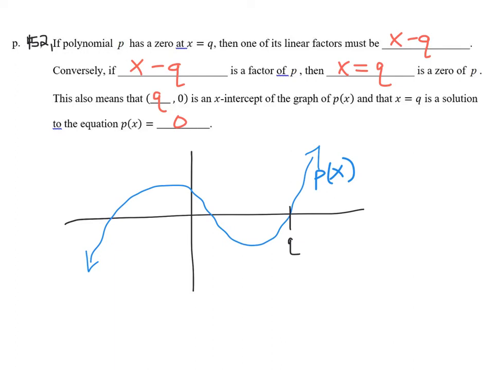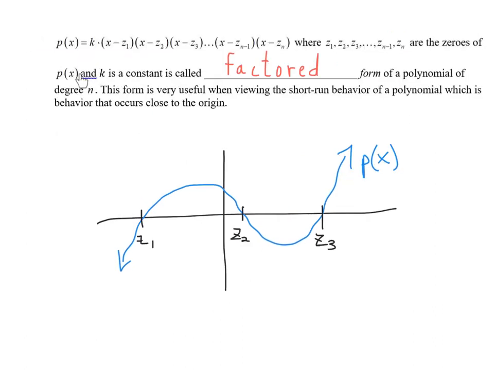Okay, so let's organize some of our ideas here. I think most of this is found on page 452, that if we have a 0 at x equal to q, then x minus q is a factor, a linear factor, and the converse is also true. All right, and of course this means that (q, 0) is an x-intercept, and if you set the polynomial p of x equal to 0, you will get x equal to q as a solution. Extending what we did in chapter 3 with quadratics, we now have a factored form for a polynomial, where z sub 1, z sub 2, and so on are the zeros. And of course, don't forget about that constant k that will be in front there.